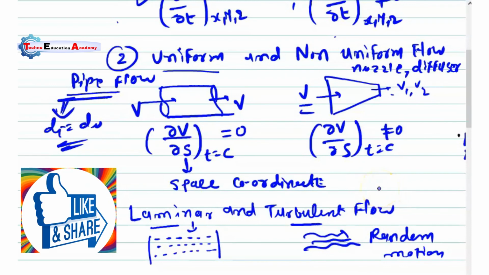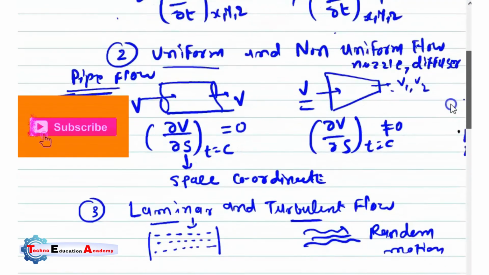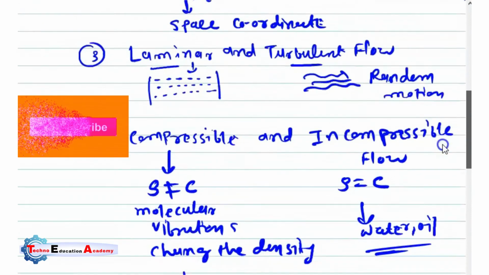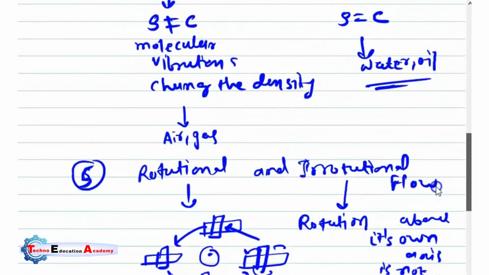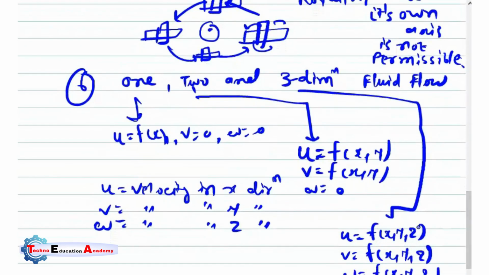So, is it clear to all? Types of flow: steady and unsteady flow, uniform and non-uniform flow, laminar and turbulent flow, compressible and incompressible flow, rotational and irrotational flow, and one, two and three-dimensional fluid flow.